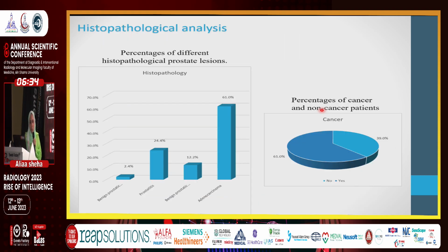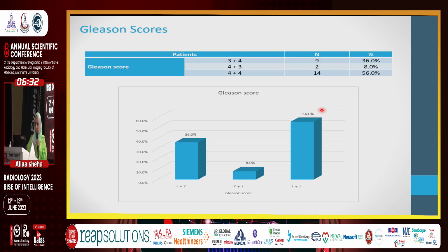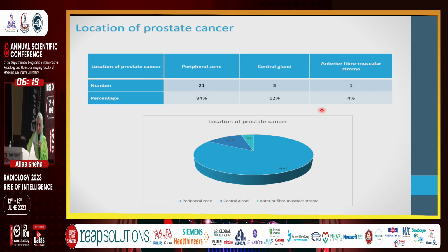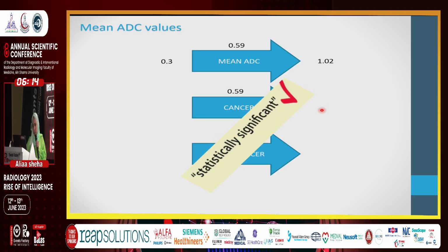The percentage of patients with cancer was 61%. The Gleason score of the cancer was 4+4 in 56% of the cases, 4+3 in 36%, and 8% had 3+4.